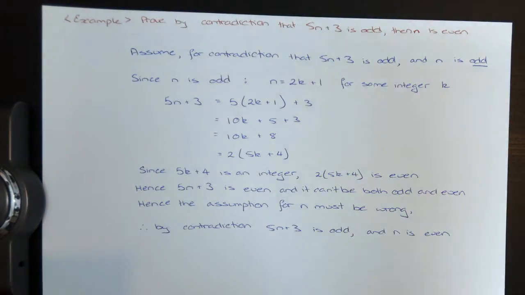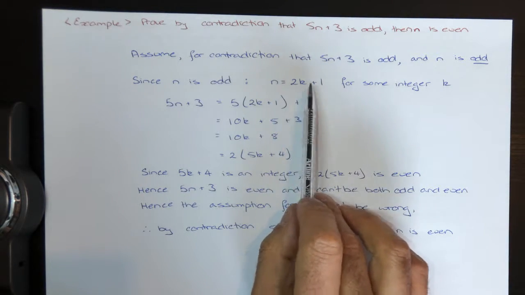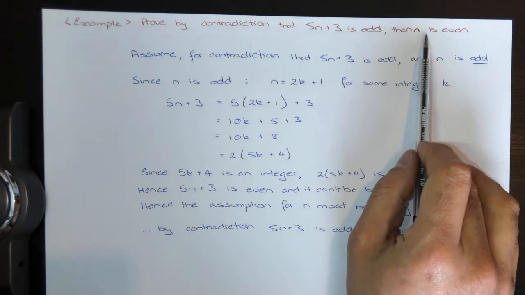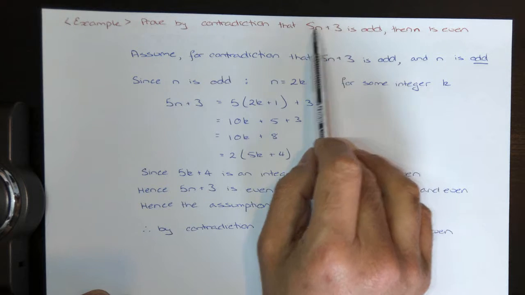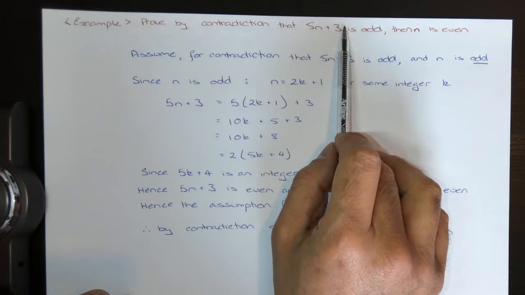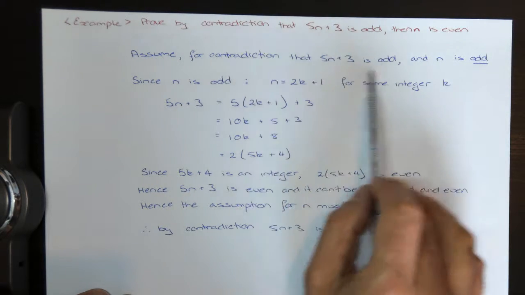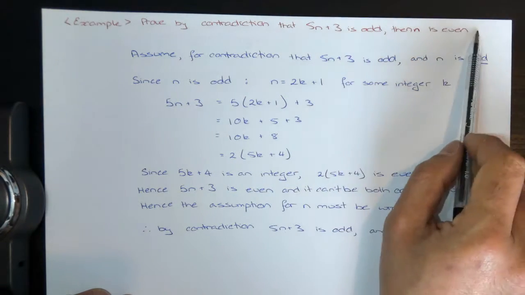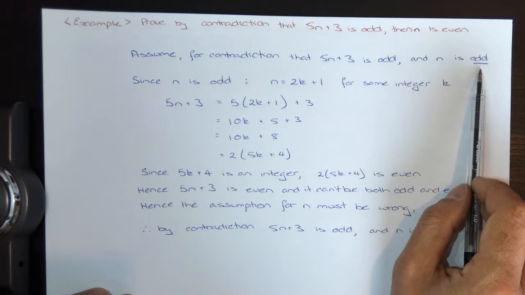Let's look at this one. I've actually done the example, so we can go through it. We're going to prove by contradiction that if 5n plus 3 is odd, then n has to be even. So this is odd, then that has to be even. Assume for contradiction that 5n plus 3 is odd. We keep this part the same, but negate this part. Then n, rather than being even, is odd.